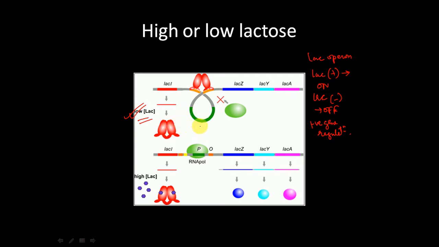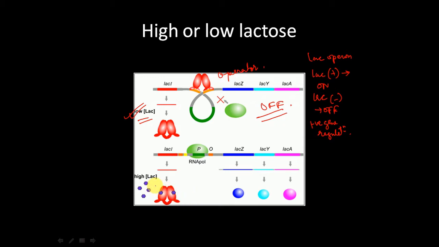There's no lactose. So this Lac I gene will be encoding for a particular protein which has the capability to bind to the operator. When it binds to the operator, the RNA polymerase cannot come and bind to the promoter, and as a result the transcription will not occur. So in this case our machinery is switched off.